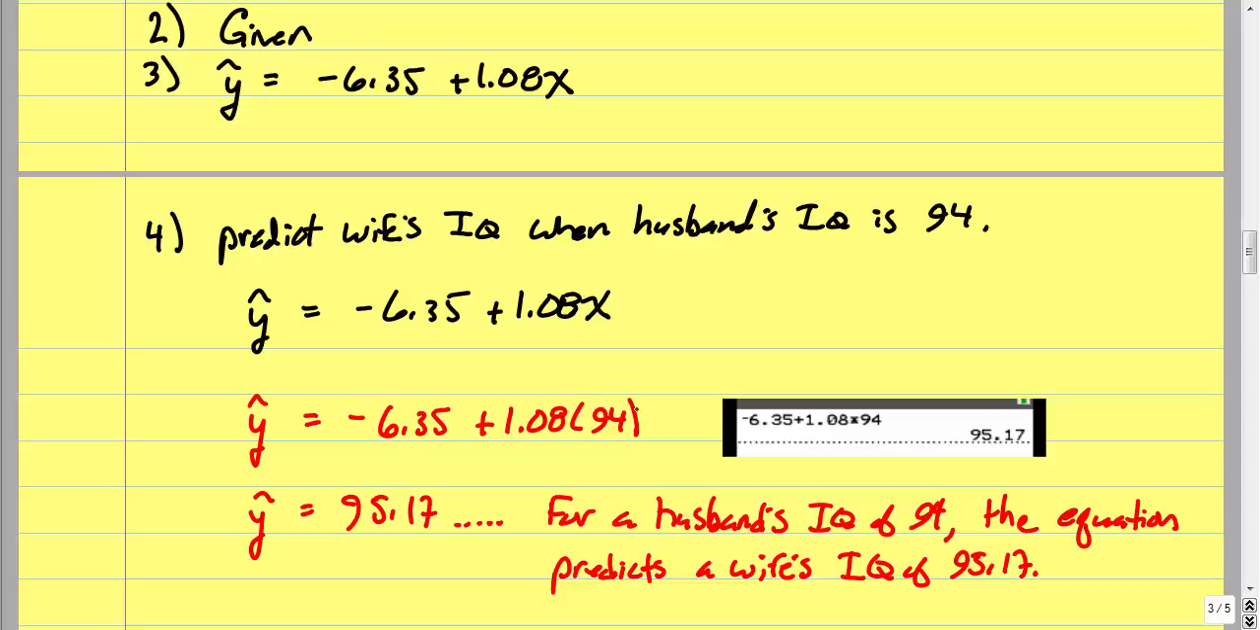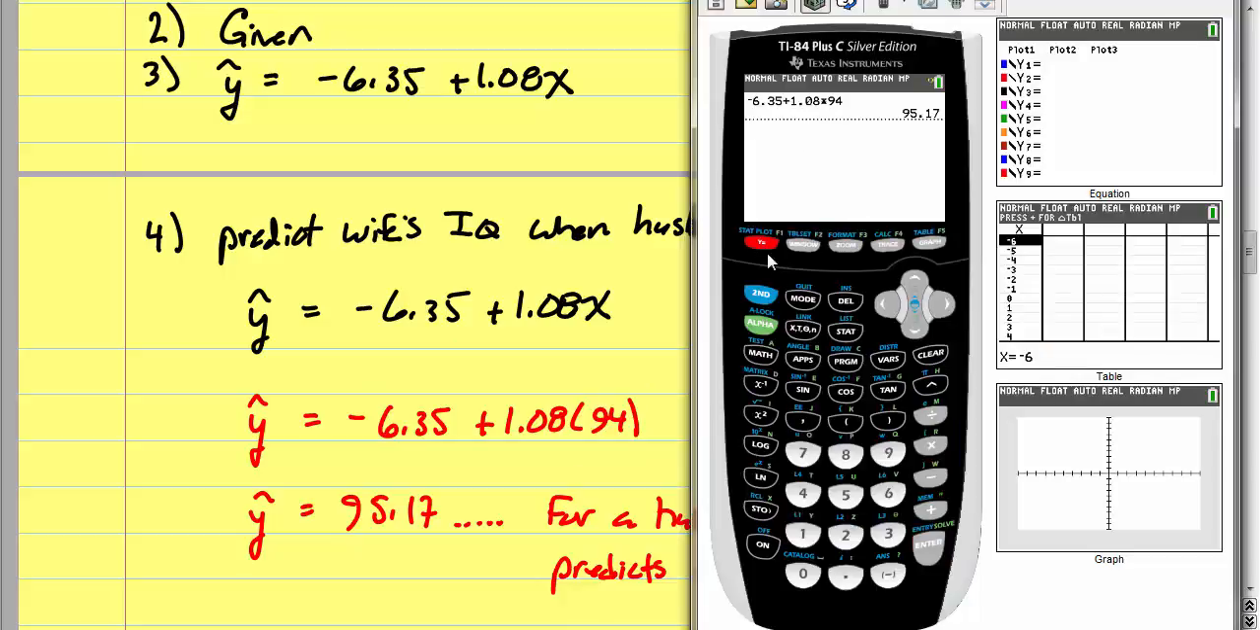Now another interesting thing that we can do is we can graph these. Now I already have my y equal here that I'm used to graphing with. Let's go ahead and just put in negative 6.35 plus 1.08x. Now we might have to adjust our viewing window here. But basically, my x's are my husband's IQs, my y's are my wife's IQ. This is a positive sloping line. So what this is saying is as the husband IQ goes up, so does the wife's. So they're positively correlated. And that value of 0.841 for R tells us that.